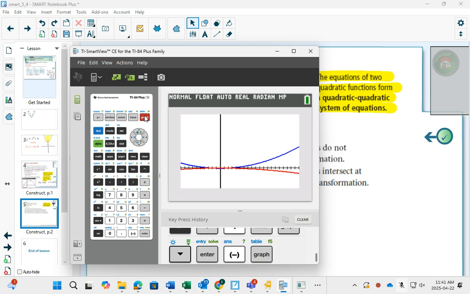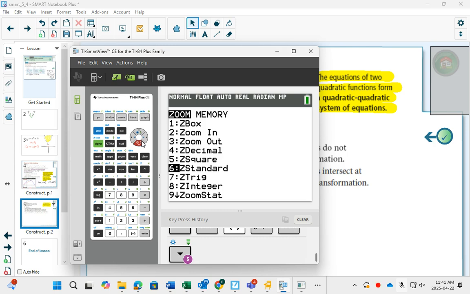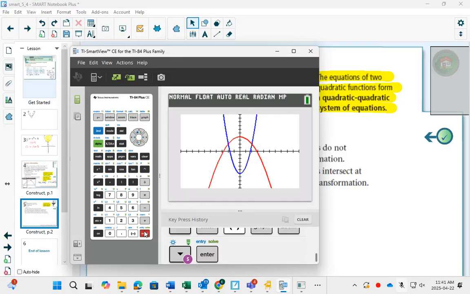And our window is somewhat of a problem again. Do those intersect twice? Or do they just touch once? Maybe they share the same vertex? So sometimes what I also like is after I've done one question where I change my window a lot, I like to go to my zoom button again and go down to number 6 and get back to the standard minus 10 to 10, minus 10 to 10, push enter on that. Oh, that looks nicer.